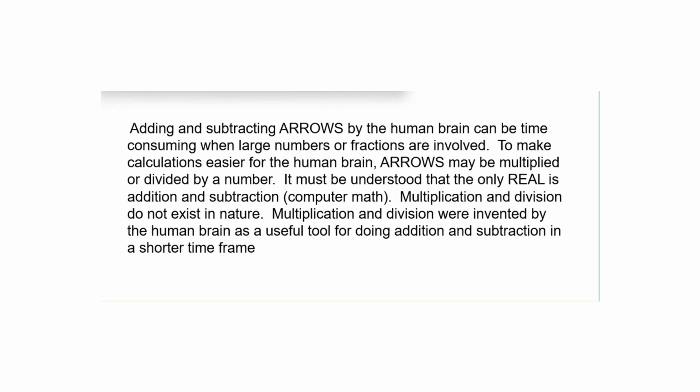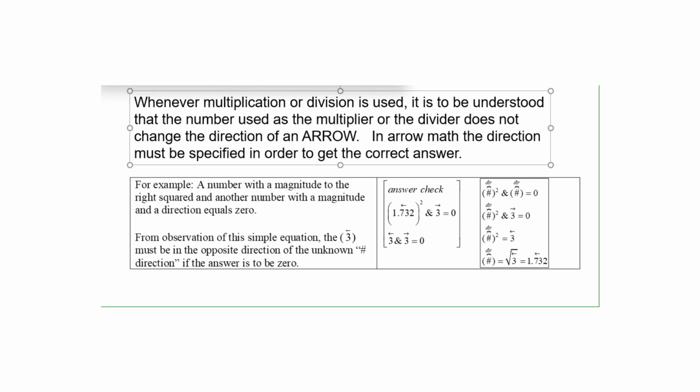Adding and subtracting arrows by the human brain can be time-consuming when large numbers of fractions are involved. To make calculations easier for the human brain, arrows may be multiplied or divided by a number. It must be understood that the only real math is addition and subtraction, computer math. Multiplication and division do not exist in nature. Multiplication and division were invented by the human brain as a useful tool for doing addition and subtraction in a shorter time frame. Whenever multiplication or division is used, it is to be understood that the number used as the multiplier or the divider does not change the direction of an arrow.